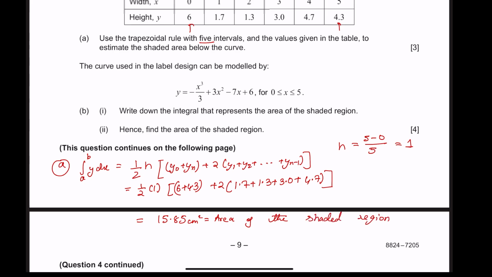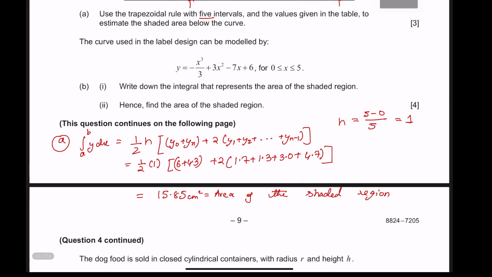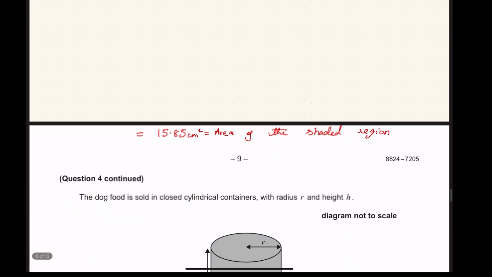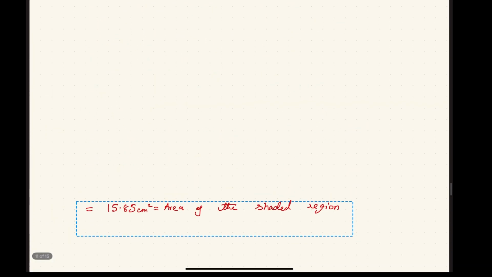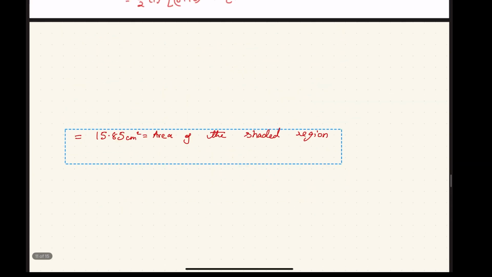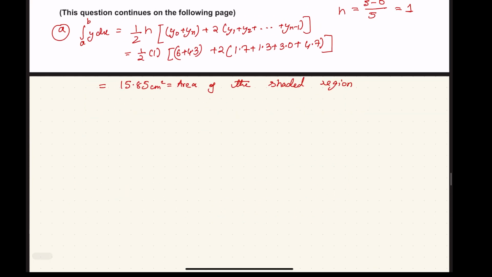Found by trapezoidal rule. Okay, now the curve used to label this function can be modeled by y equals minus x cubed by 3 plus 3x squared minus 7x plus 6. We have to write the integral. Okay, let me do one thing. Let me put a page here and let me bring this text up to this page. Now let's solve part B1.